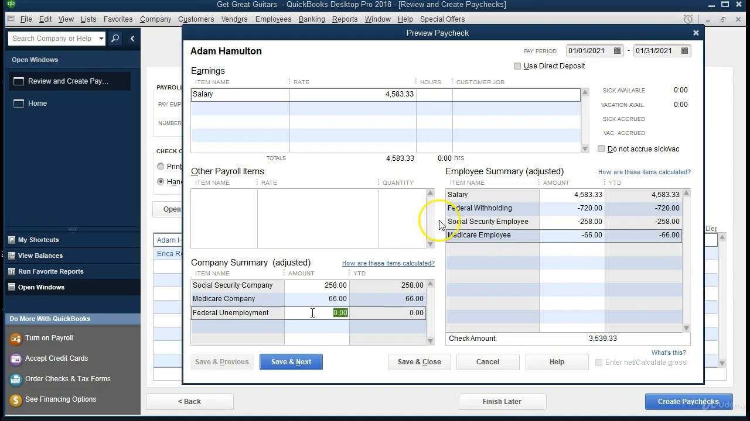So in this case, we have the federal withholdings. That's going to be the FIT, federal income tax. That's what our employees pay for their taxes that we are required to withhold as the employer.